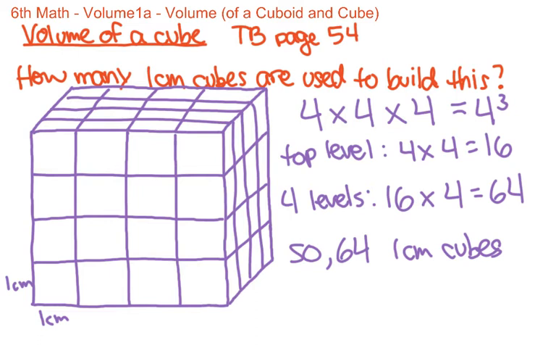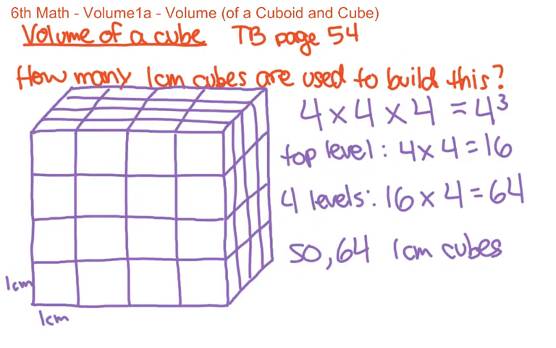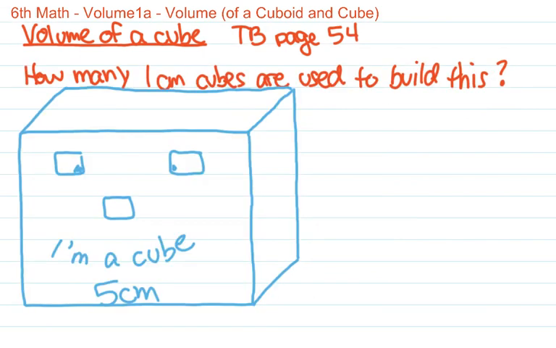Let's take a look at another example. Same page in your textbook, and this is still a volume of a cube, but we don't have that detailed picture like we had before. Notice this is all sketched out for us into 1 centimeter cubes. And the question here is, how many 1 centimeter cubes are used to build this? Okay, first we have to know that this is indeed a cube. All right, so let me just tell you that this is a cube. That means that that 5 centimeters there is 5 centimeters here, and this is a 5 centimeter height as well.